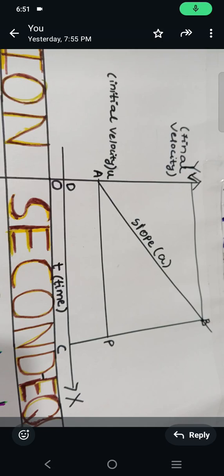Hello everyone. So today I'm going to go through the graphical representations of the equations of motion. We know the first equation of motion is v equal to u plus at. The second equation of motion is s is equal to ut plus half at square. And the third equation of motion is v square minus u square equal to 2as.